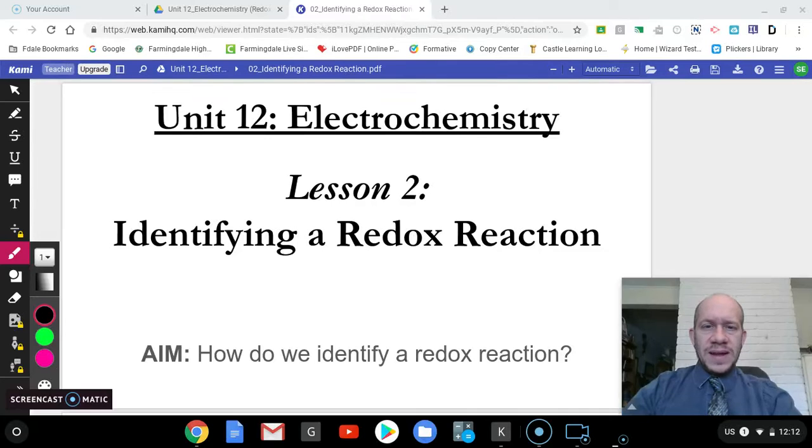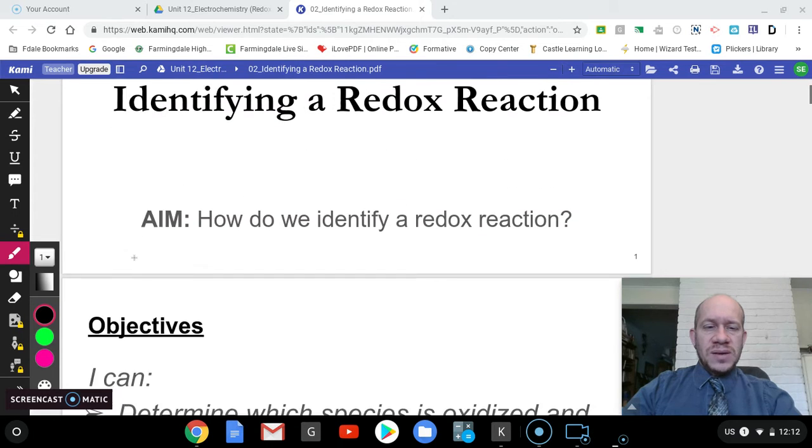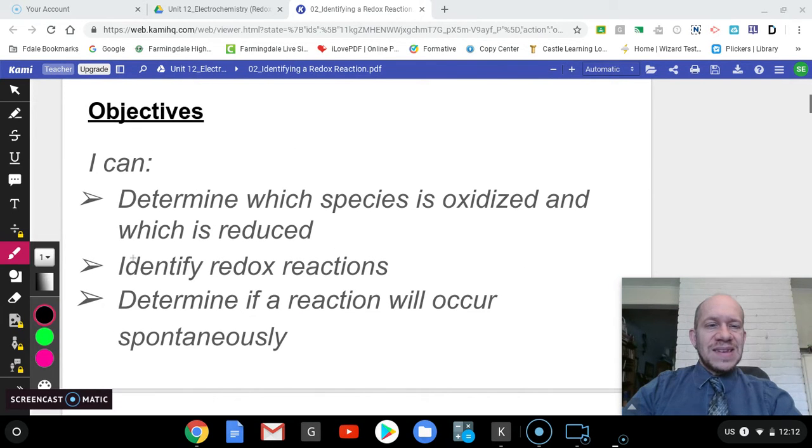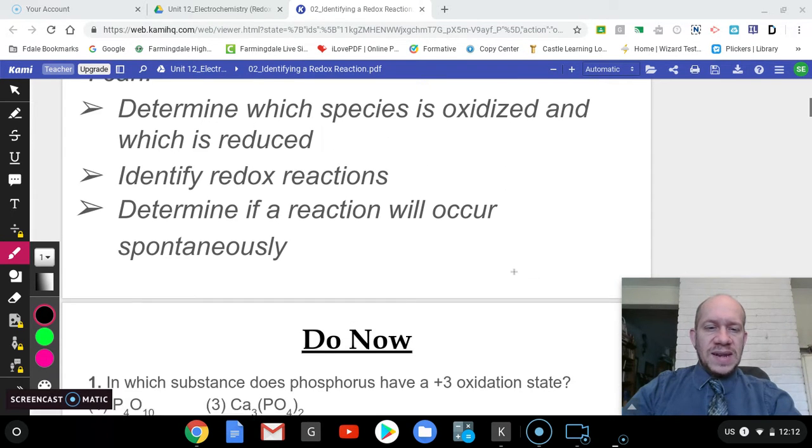This is Unit 12, Electrochemistry. Lesson 2, Identifying a Redox Reaction. How do we identify a redox reaction? The objectives of this lesson: I can determine which species is oxidized and which is reduced. I can identify redox reactions, and I can determine if a reaction will occur spontaneously.